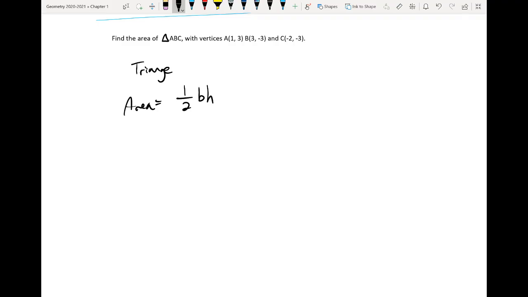So I'm actually going to sketch this in a coordinate plane just to give me some sense of what's going on. A is going to be (1, 3). B is (3, -3). And C is (-2, -3). A, B, C.